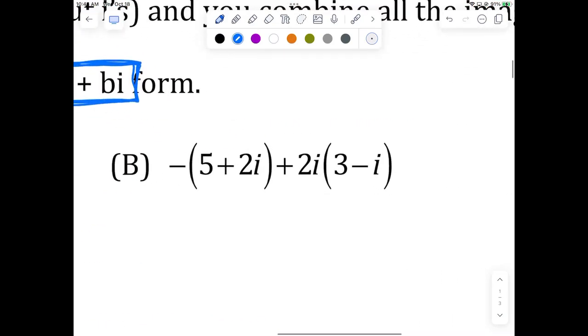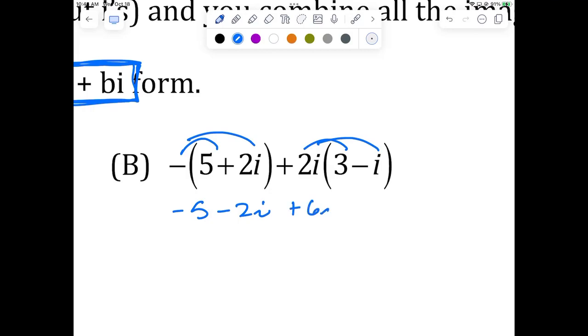All right. On B, same thing. We distribute the negative. We distribute the 2i, and here we get -5 minus 2i, and on the next one we get plus 6i minus 2i squared. Okay. Now we pretend like these are x's. If these were x's, we would combine these like terms. We would say it's -5 plus 4i, and then we'd say minus 2i squared.